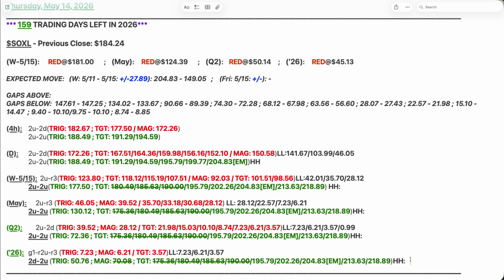The month, same deal, 2 up on the month. As long as we're above 130.12, we're in force. Just looking for those extended targets out here. Same with the quarter. And the year, we did the 2 down, 2 up reversal, but magnitude was 70.08, so we're obviously way past that. So again, just extended targets out here for you, right?